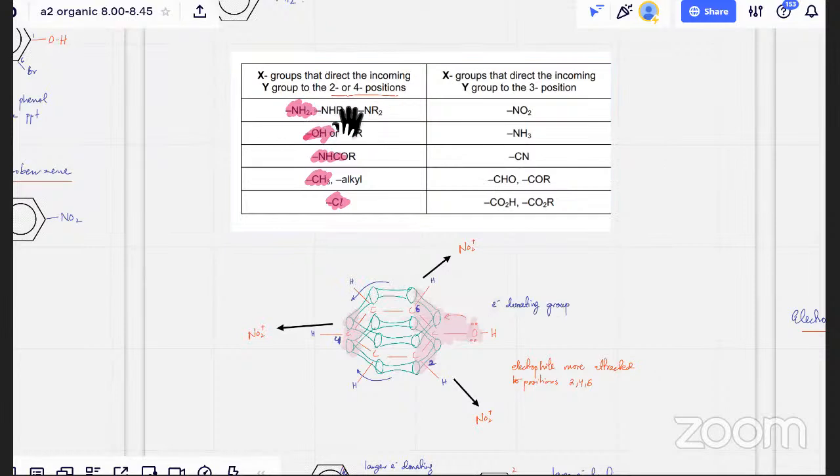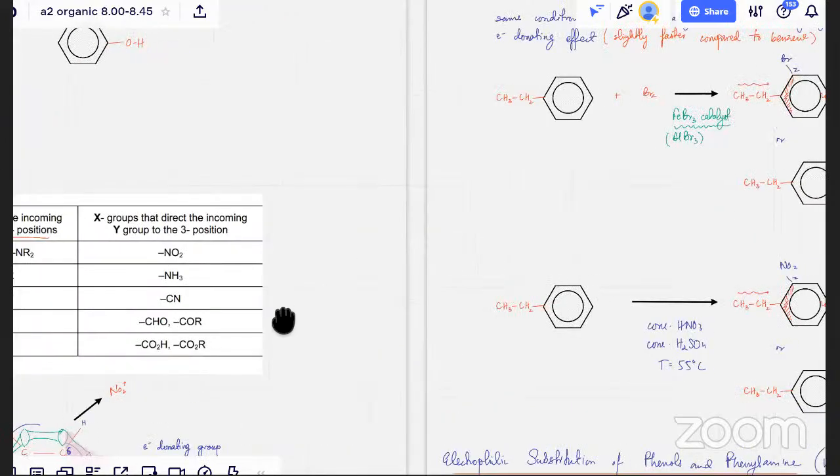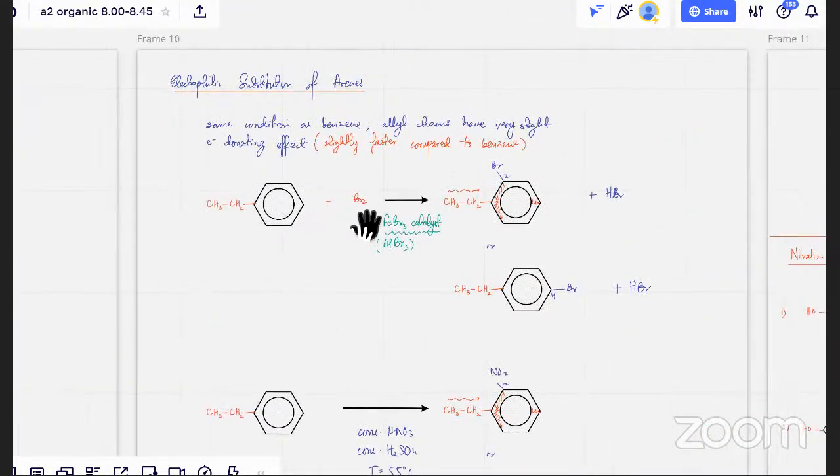You could have an NH2, an amine, NHOH. It could be an amide as well, could be an alkyl chain, or could be a Cl atom as well. So all of these are electron donating groups, and they increase electron density. With arenes, the electron density does increase, but not enough. So the conditions are kind of the same, except the bromine is going to get attached to position number 2 or position number 4.